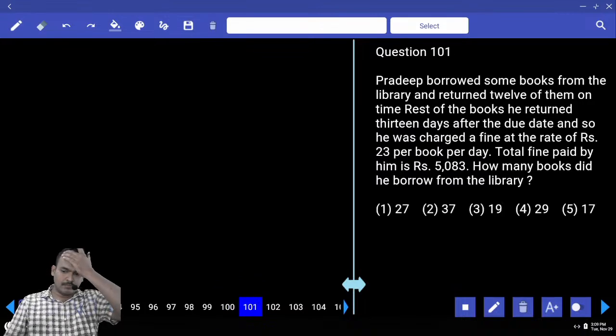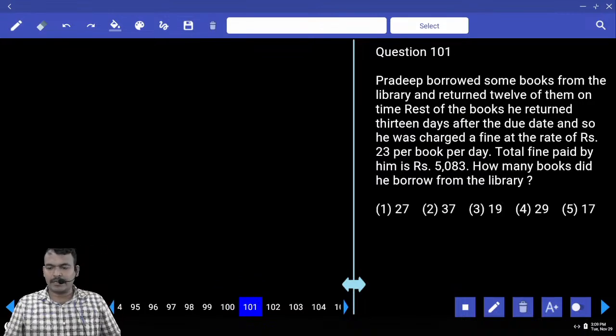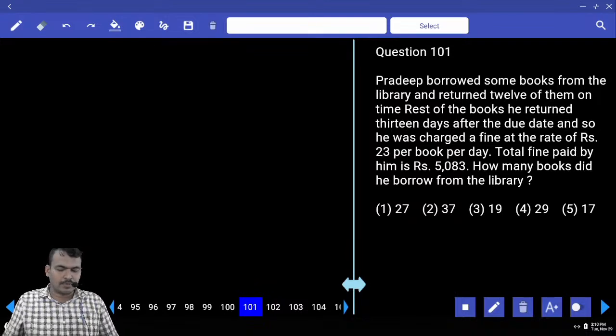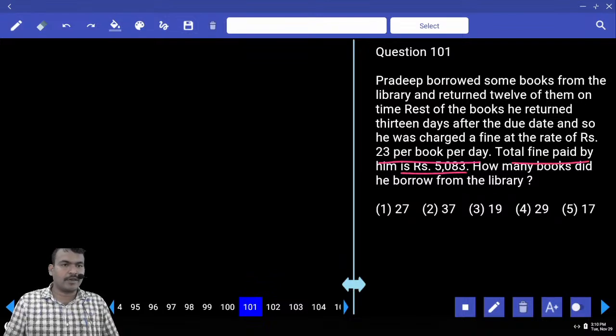Pradeep borrowed some books from the library and returned 12 of them on time, and the rest of the books he returned 13 days after the due date. And so he was charged a fine at the rate of 23 rupees per book per day. Per every day, how many rupees is the fine? 23 rupees per book per day. And the total fine paid is how many rupees?